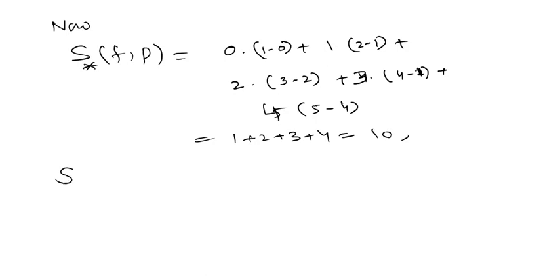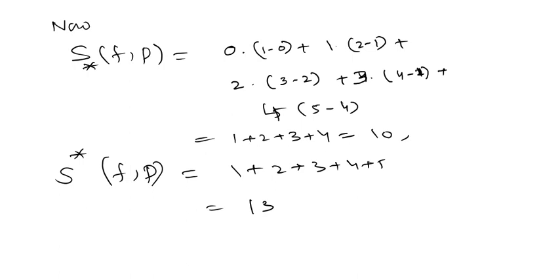Similarly, you can find S upper star, and you can see easily it's equal to 1 plus 2 plus 3 plus 4 plus 5, so that's 15. So this is the upper Riemann sum, and the lower sum.